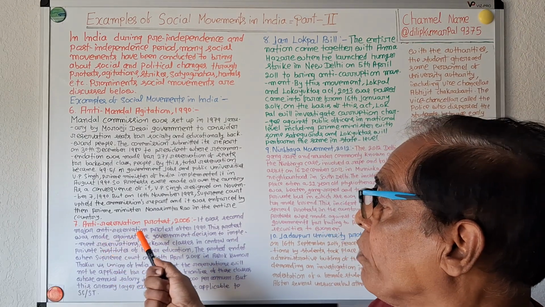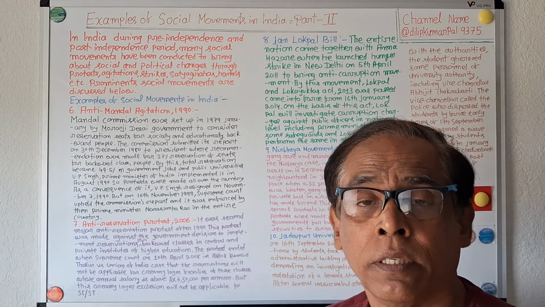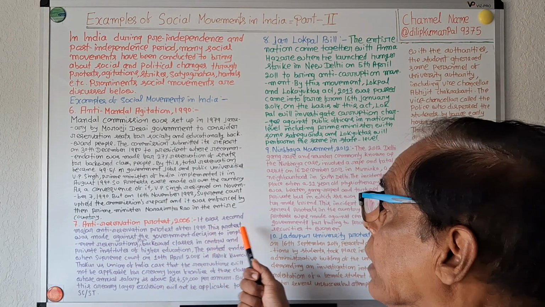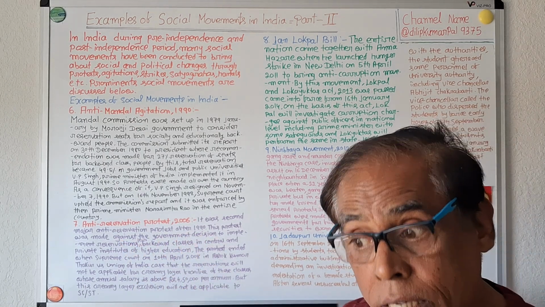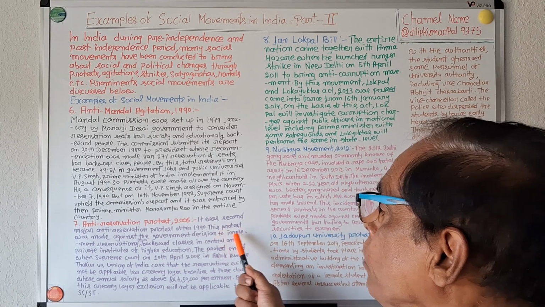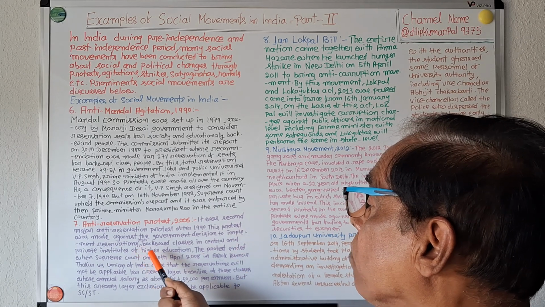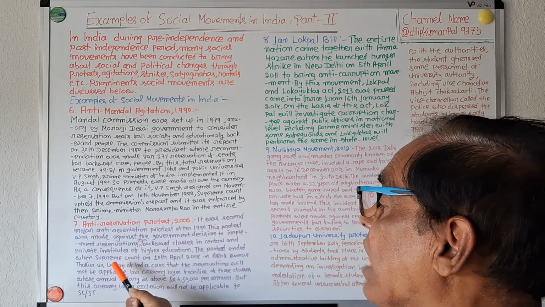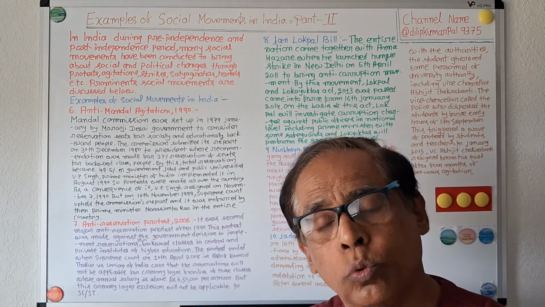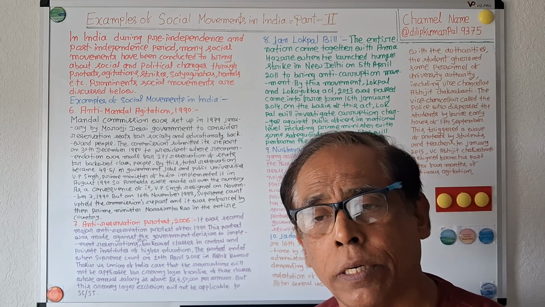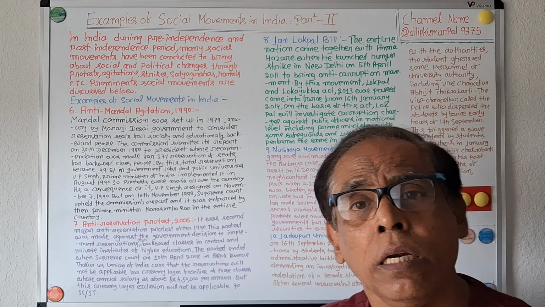The seventh one is the anti-reservation protest 2006. It was the second major anti-reservation protest after 1990. This protest was made against the government decision to implement reservations for backward classes in central and private institutes of higher education. When the government decided to extend the 27% reservation to central and private institutes of higher education, protest started again.